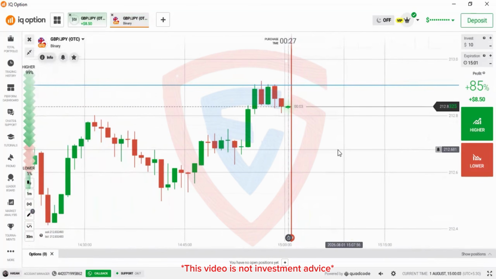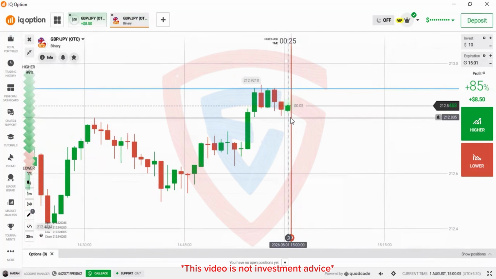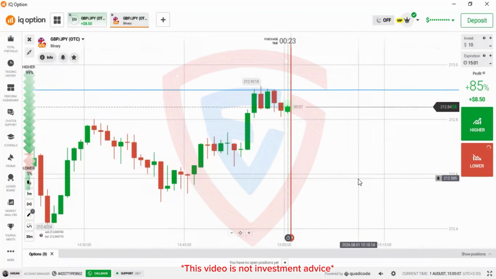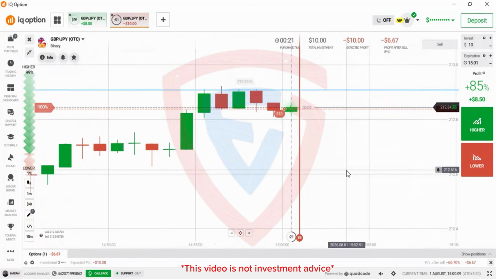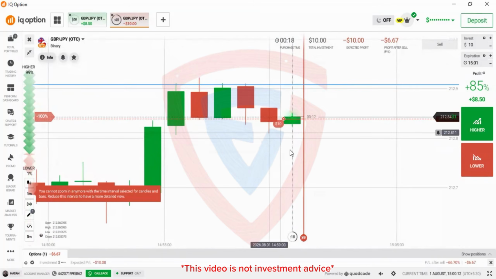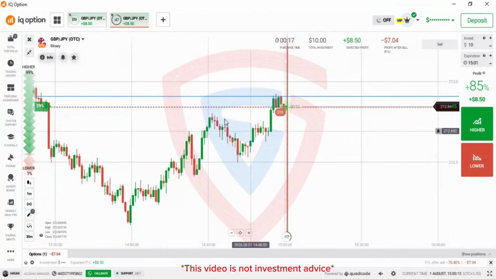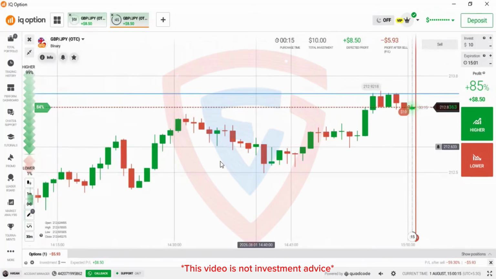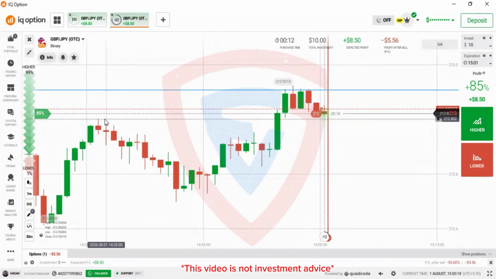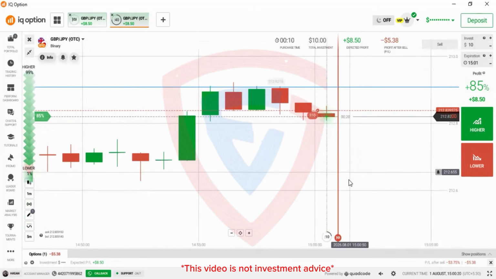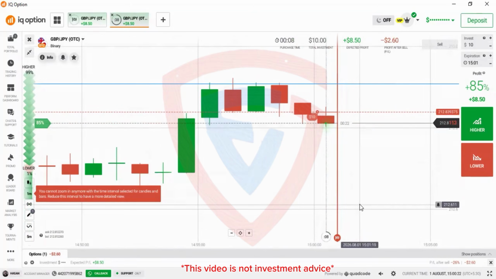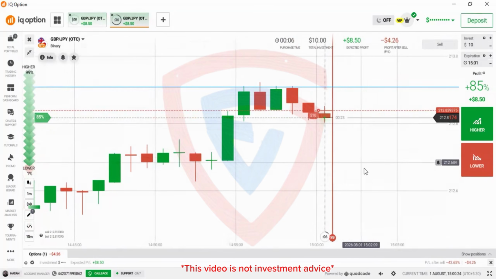Okay. So it is the next level to reverse. So I placed a lower option trade. Still I am seeing a new low in the market. So this is the next level to reverse. The market didn't reach this level. Still there is a gap to this level. Still I am seeing a new low in the market. That's why I placed my trade here, a lower option trade.